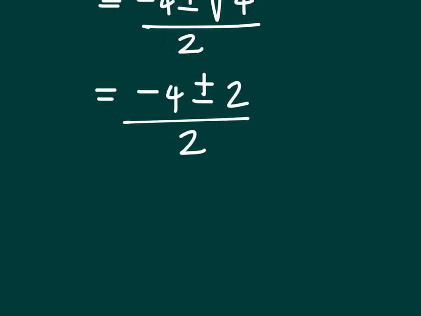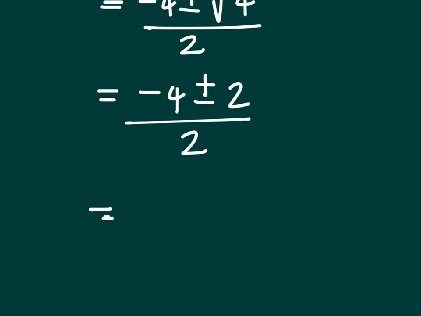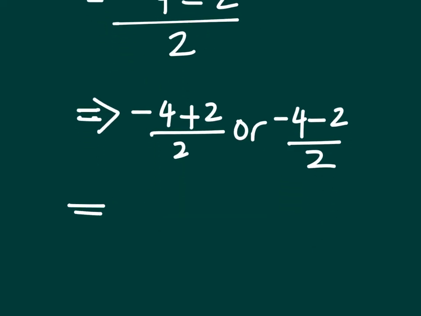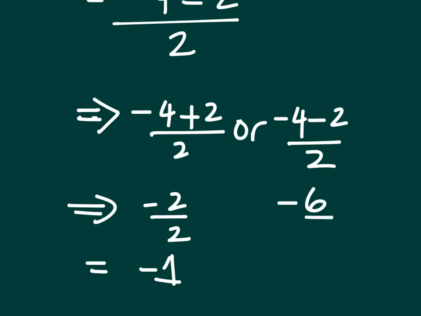Now this is how you interpret plus and minus. A plus and minus means one is a plus and one is a minus. So it's negative 4 plus 2 over 2, or negative 4 minus 2 over 2. Negative 4 plus 2 is negative 2, divided by 2, and that's exactly negative 1. Negative 4 minus 2 is negative 6 over 2, and that's exactly negative 3. Hence, there are two values for x.